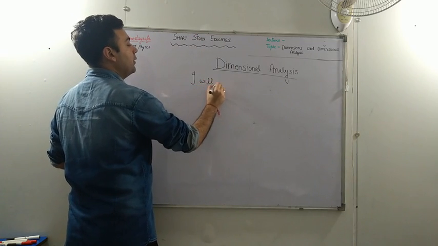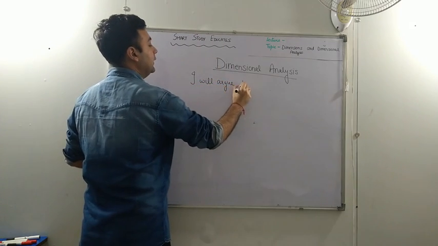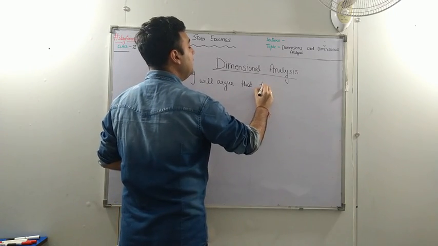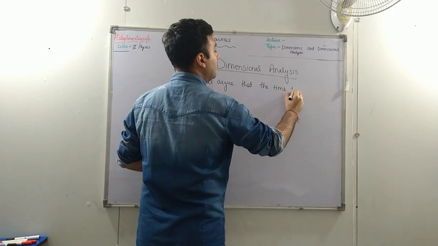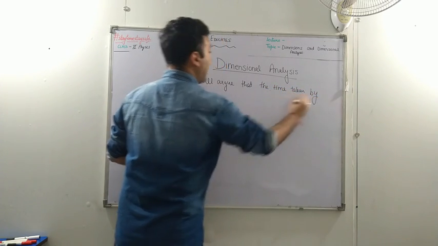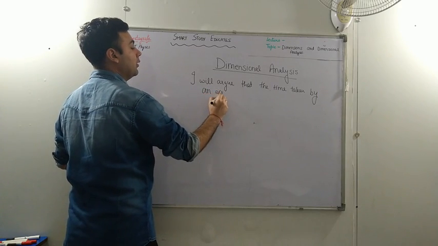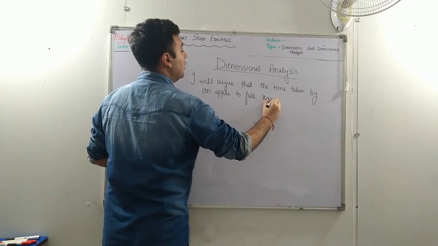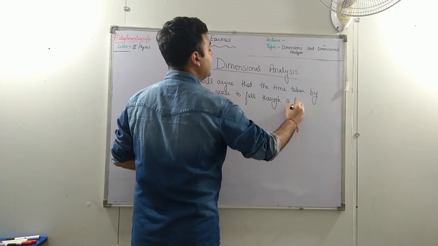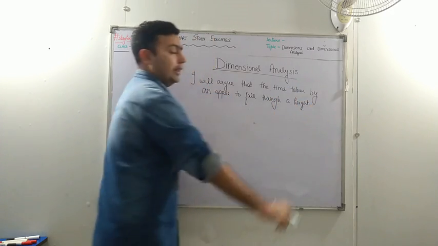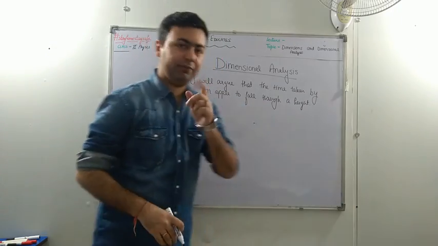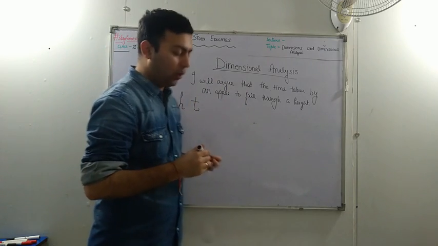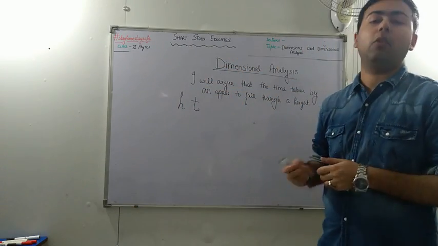I will talk about the time taken by an apple to fall through a height, it's proportional like as follows. See, I will say that height and time, they are related. Obviously, they are related in some manner or the other.